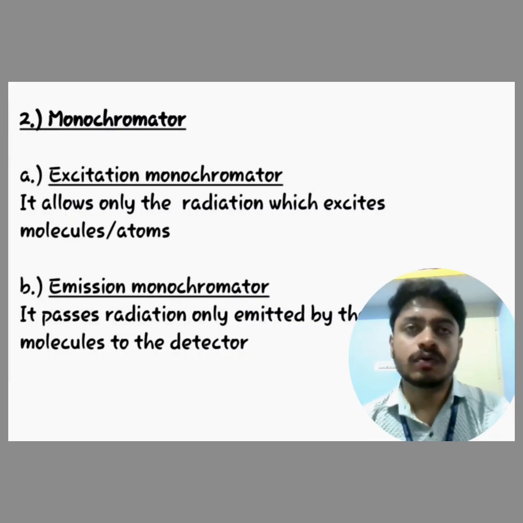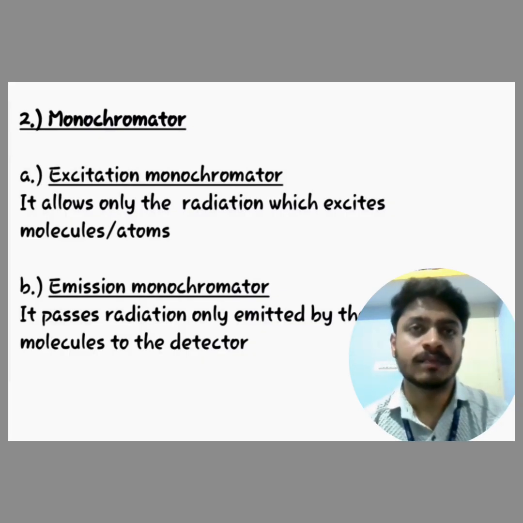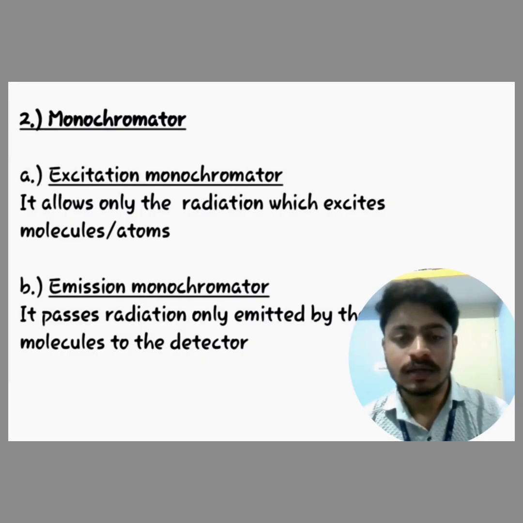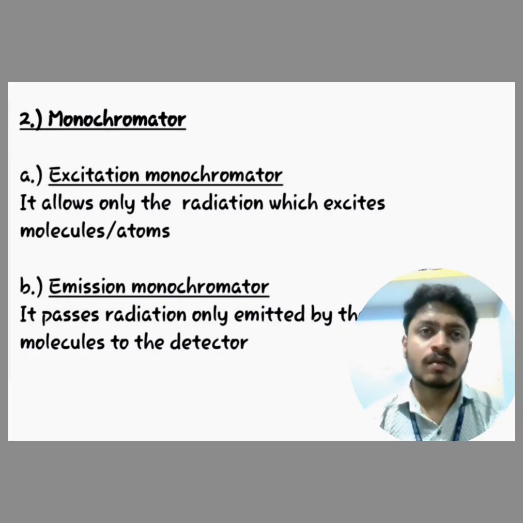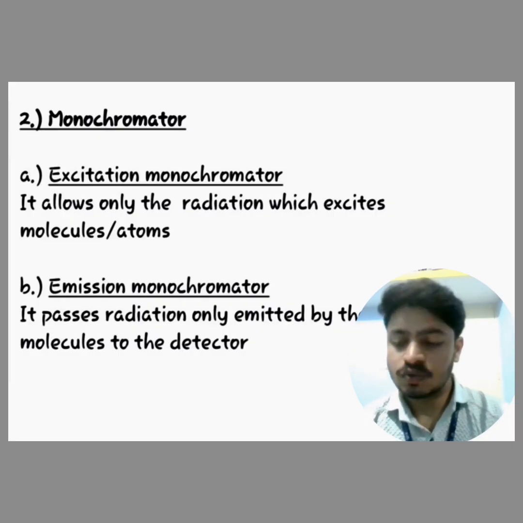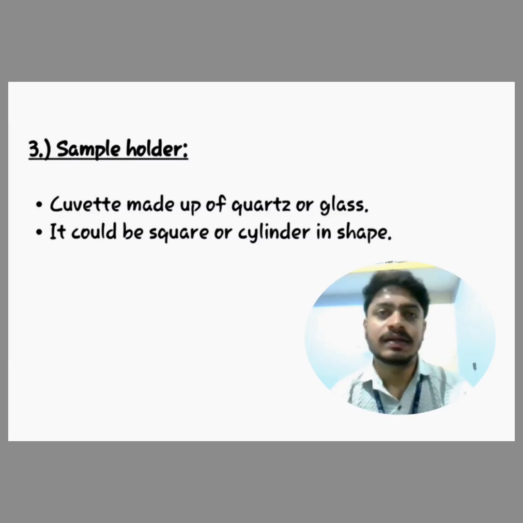Then we go to the emission monochromator. It passes only the radiations emitted by the sample molecules to the detectors. Then we go on to the sample holders. I already told that the sample holders are cuvettes, made up of quartz or glass. They could be square or cylindrical in shape.